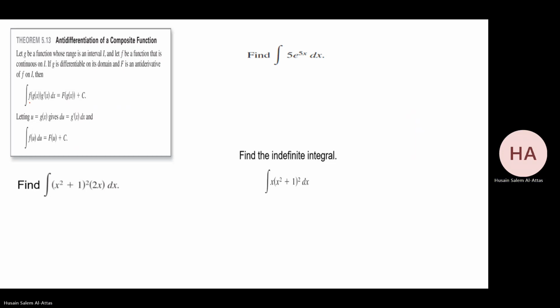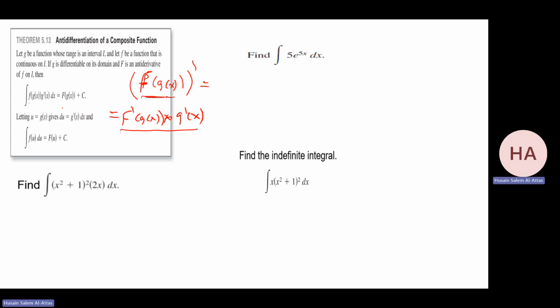You know that the derivative of capital F of g of x will be capital F prime of g of x times g prime of x, chain rule. So the antiderivative of this will be this one. That's mainly the idea.